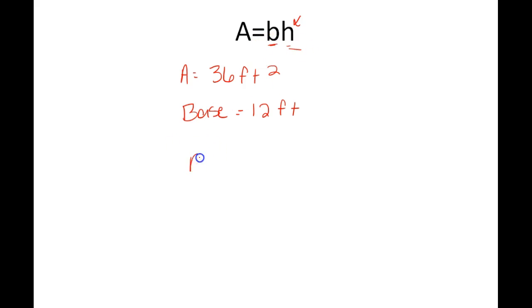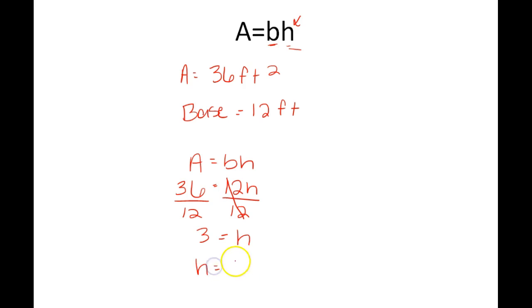So if the area is 36, here I'm going to rewrite it down here. If the area is 36 and the base is 12, you just have to solve for the height. That's all you're doing. So, of course, you're multiplying 12 times h. So that means you're going to have to divide both sides by 12 to get that h by itself. 36 divided by 12 is 3. So the height of that parallelogram would be 3 feet. That's how you would do a problem like that.